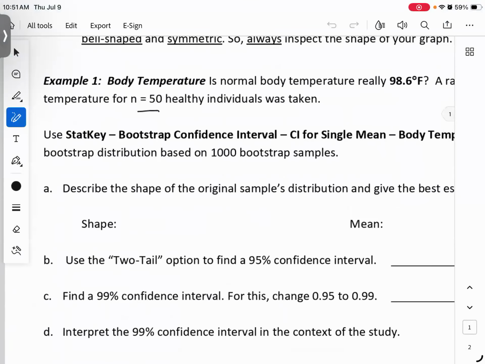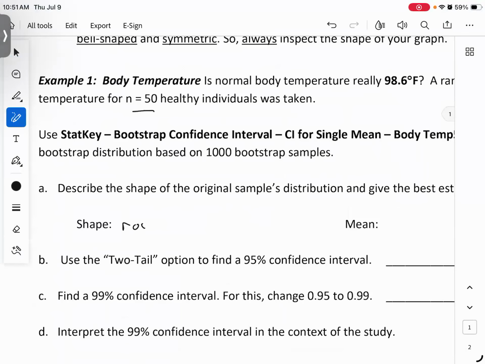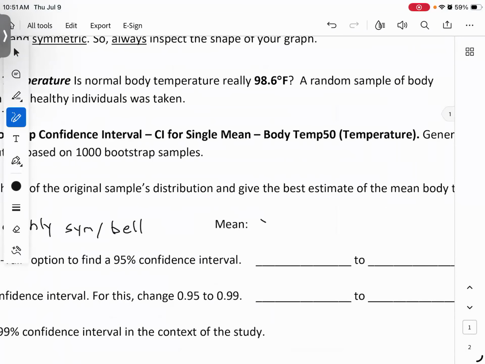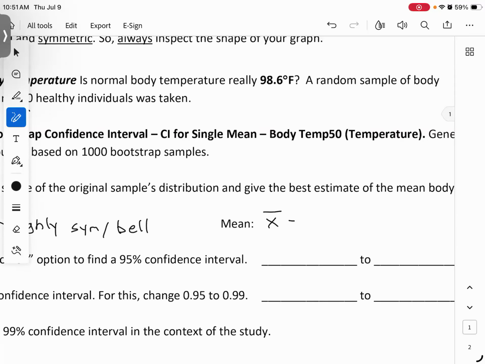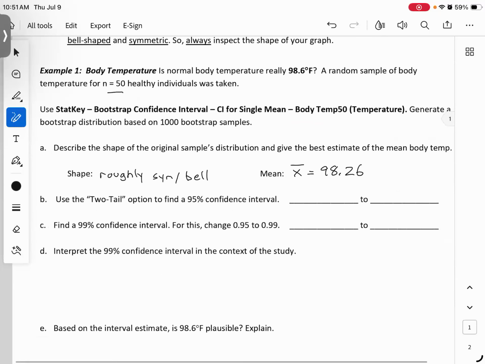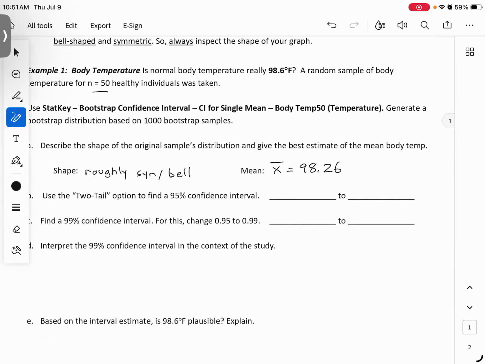I'll go and put the word roughly in here. Roughly symmetric, bell shaped. And then the original sample. I don't think it's asking for the notation, but I'm going to go ahead and do it. The statistic from the sample, the original sample, was 98.26, which is lower compared to 98.6.